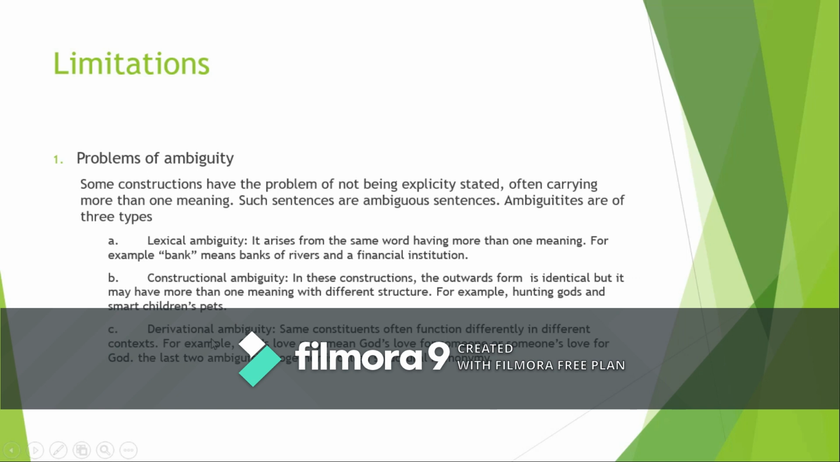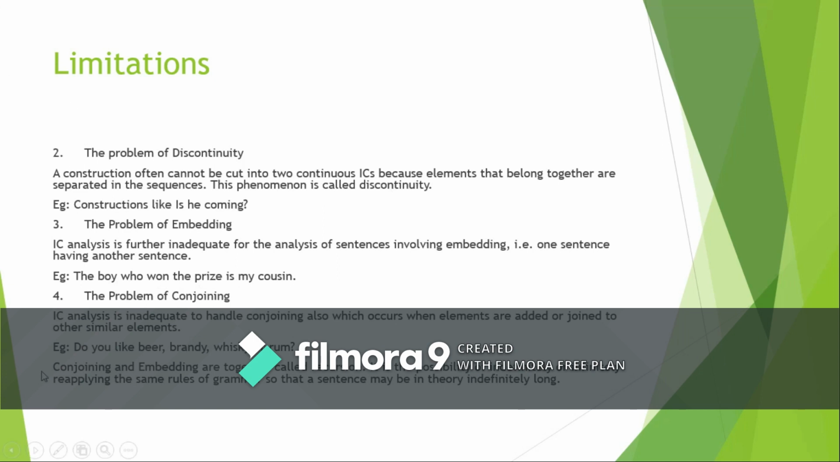Third is derivational ambiguity. Here a construction will have different meanings in different contexts. Depending on the situation or context in which it is uttered, the meaning changes. For example, God's love, or in Malayalam we can say Deva Sneham. God's love can mean God's love towards us and our love towards God in different circumstances. So these are the three kinds of ambiguity, and the problem with IC analysis is that not all kinds of ambiguity can be explained by IC analysis. Let's move on to the next three limitations. The second limitation is the problem of discontinuity.